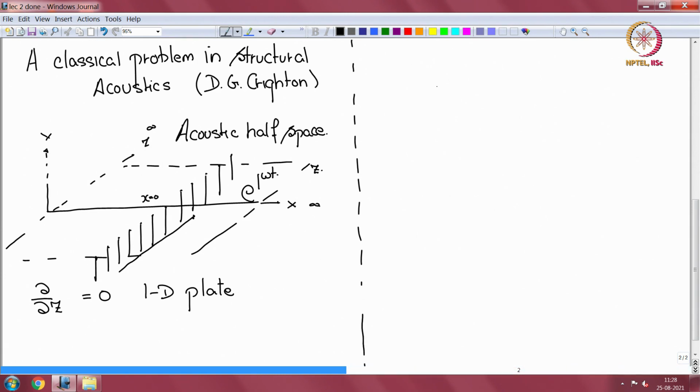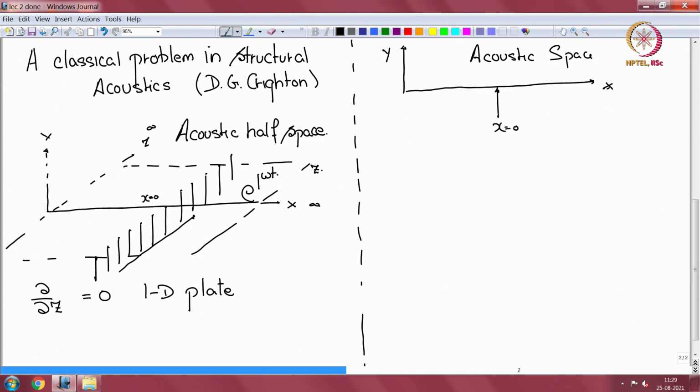So now what do we have? We have a one-dimensional plate with an acoustic half space, with a line force acting at x equal to 0, that is y direction, this is x direction. So the acoustic problem has become two-dimensional and the wave problem has become one-dimensional.